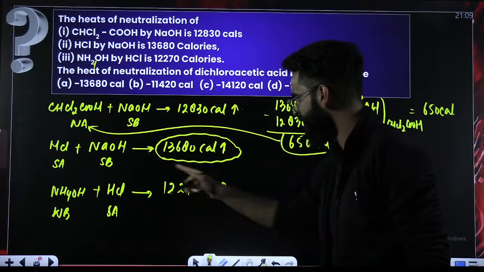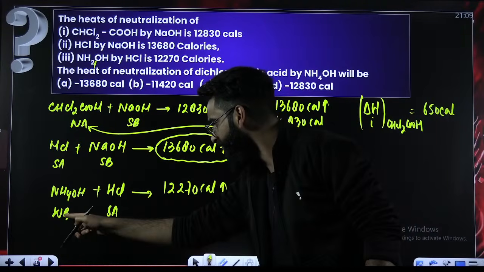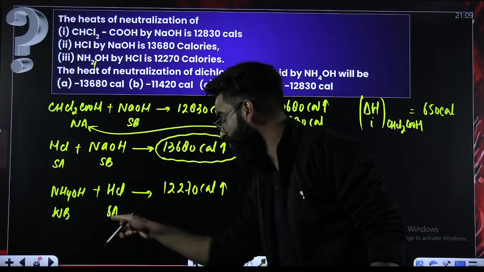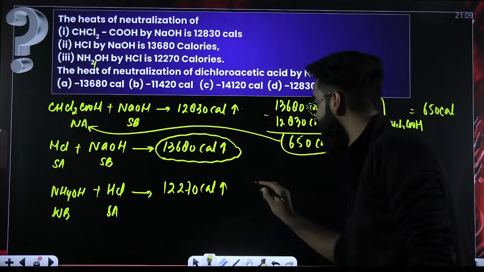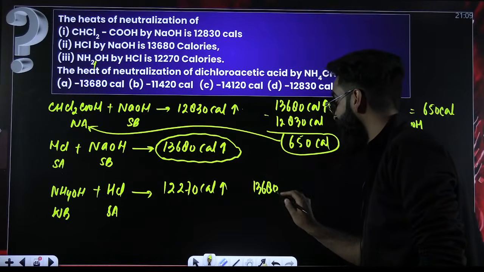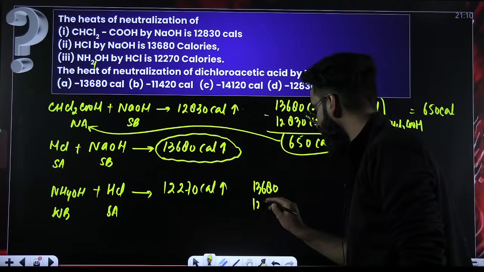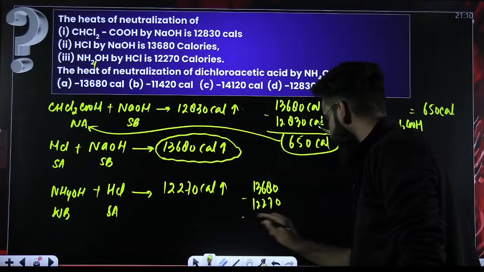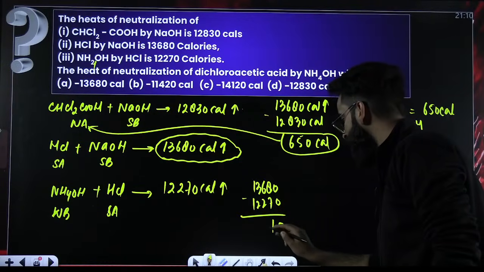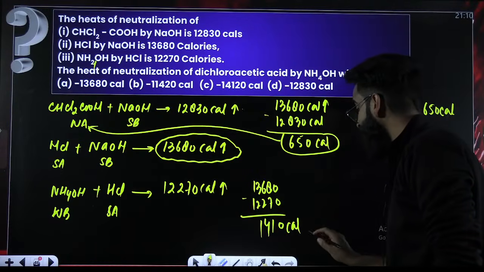Number two. This is your reference, strong acid, strong base. Now here, weak base, strong acid. How much heat should have been released? 13680 should have been released because that is the case of strong acid, strong base. But how much is getting released? 12270 is getting released. If I take the difference of the two, this is 1410 calories of heat.